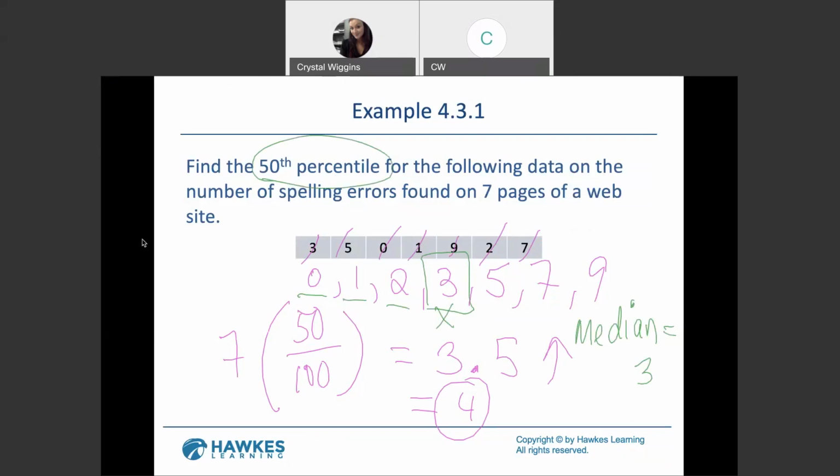Hold on, I can't find my mouse. Okay, let's figure this out. Don't mind me. I am trying to find my mouse, which is at the moment very hidden.